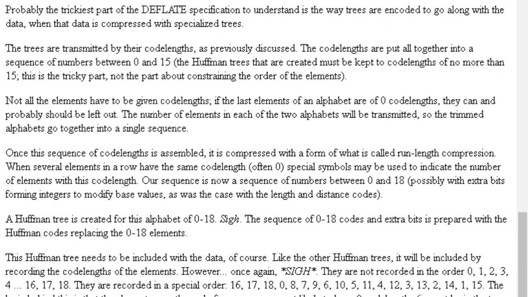Not all elements have to be given code lengths if the last elements of the alphabet are of 0 code length. They can and probably should be left out. The number of elements in each of the two alphabets will be transmitted, so the trimmed alphabets go together in a single sequence.